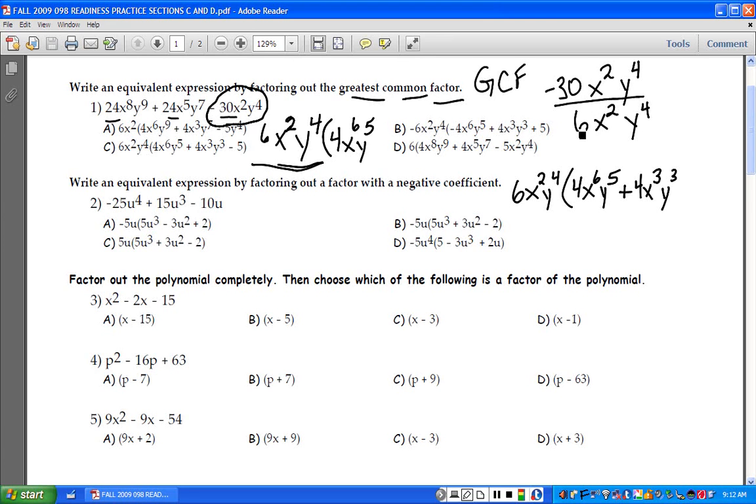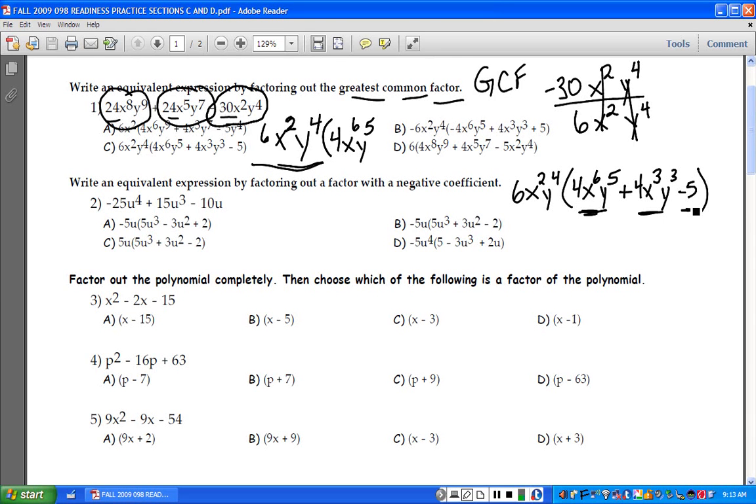Okay, so the negative 30 divided by the 6 is a negative 5. You have x squared over x squared, so those will just cancel each other, so you don't have any x's left. You have y to the 4th over y to the 4th. Anything over itself cancels. And so you're just left with this negative 5. And because you factored each term of the polynomial, you factored all three terms, you are now finished. Here's what you got for the first term, second term, last term. So that would be our final answer.